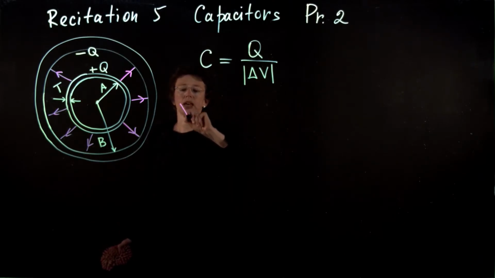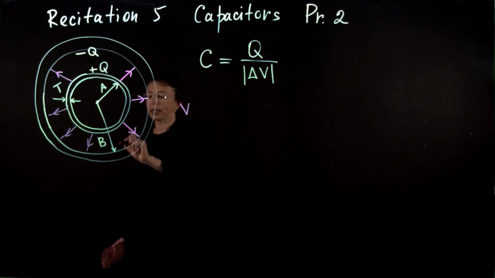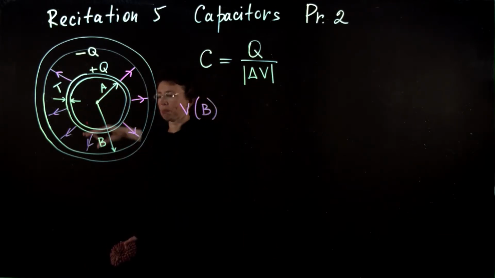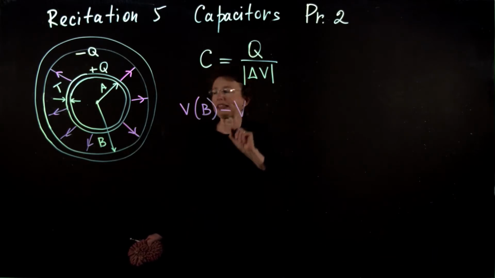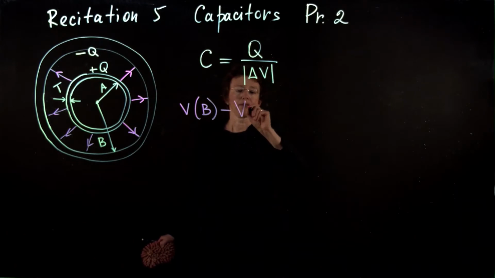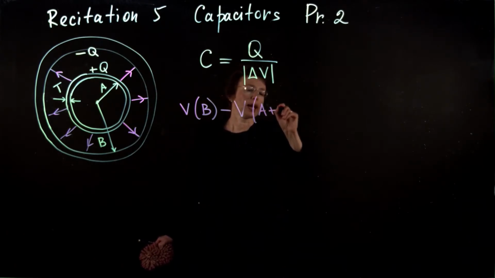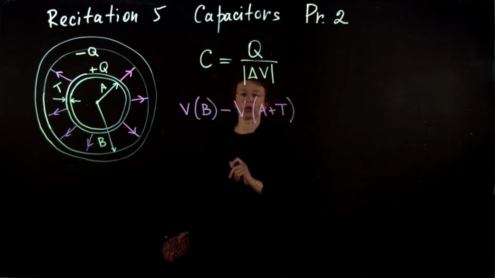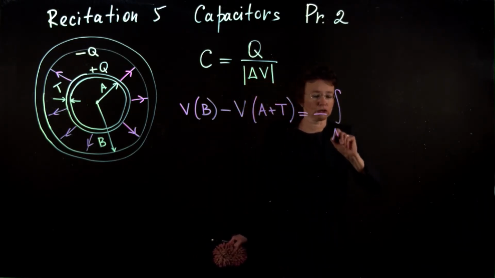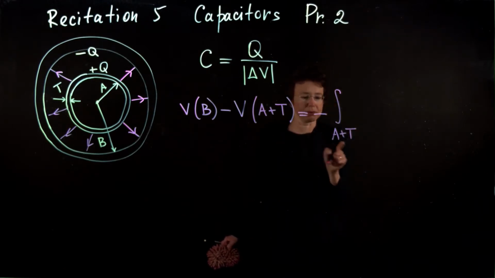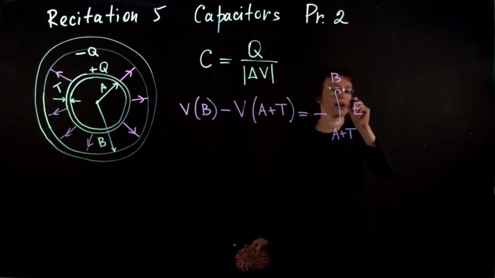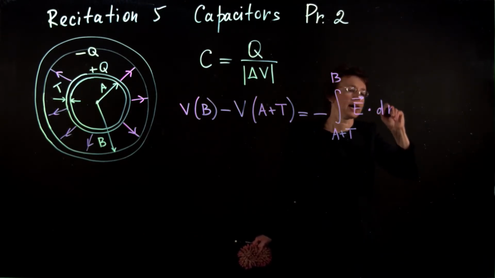Delta V is the potential at R equals B, minus the potential at A plus T, where plus Q is. And this is our delta V. This is equal to minus the integral from A plus T to B, with the limits placed accordingly, of E dot dr.